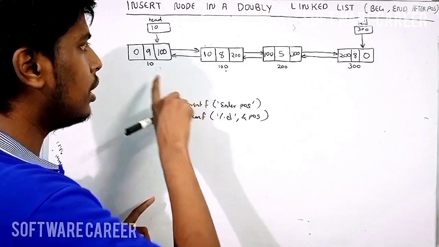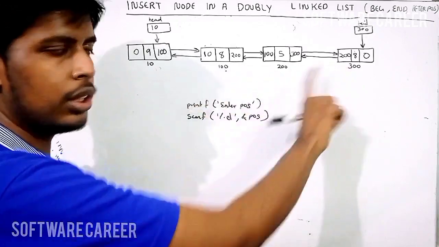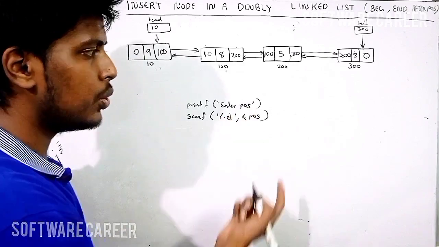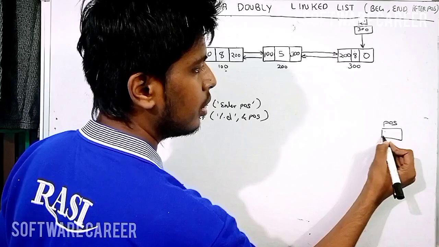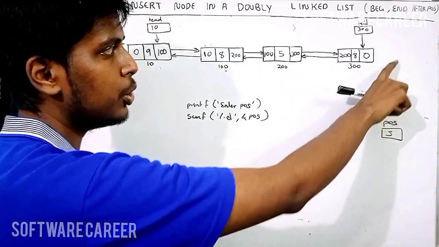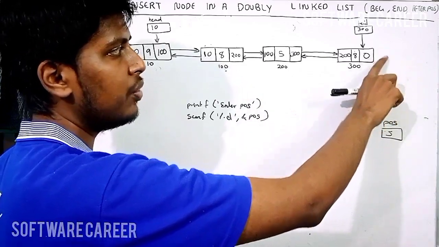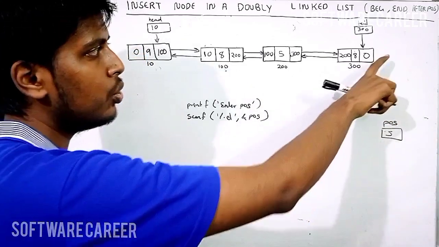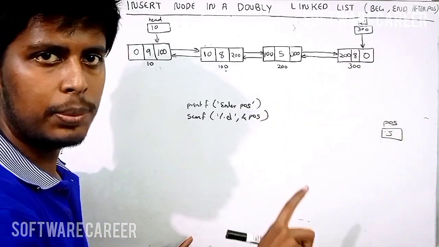Now suppose in this example this is the doubly linked list. We have 4 nodes here. Suppose we ask the user to enter a position. If the user says 5, that means after the 5th position you want to insert, that is, at the 6th position. To do that you need a 5th node present, but there is no 5th node here. So you can't insert a node at that position.